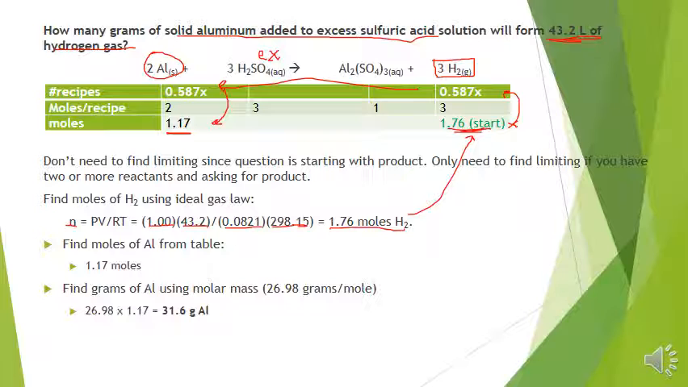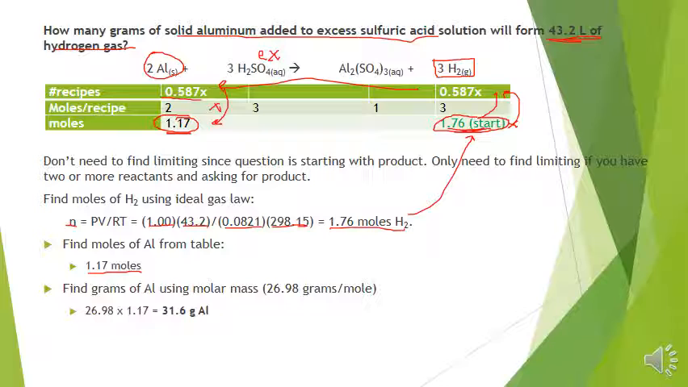Okay. We put that number here, and then we figure out how many recipes that is. So we divide that up into groups of 3. That gives 0.587. Bring that over here. Every time you do it, you need 2, and you only have 0.587 times to do it. So you multiply these together, and that's how many moles of aluminum. So I have 1.17 moles. That means if I have 1.17 moles of aluminum, it would produce 1.76 moles of hydrogen.